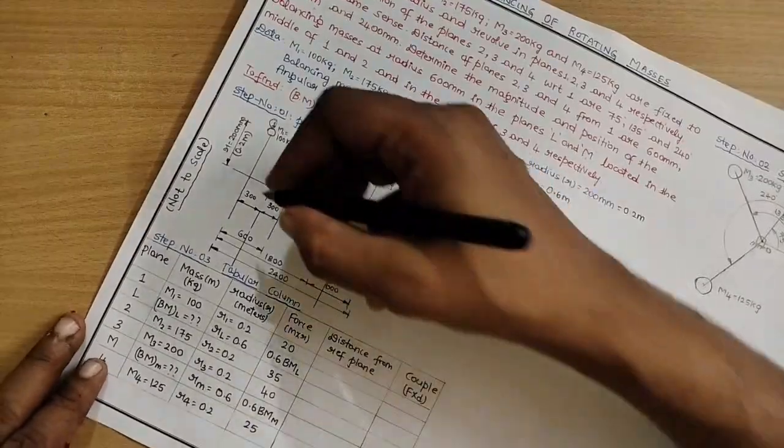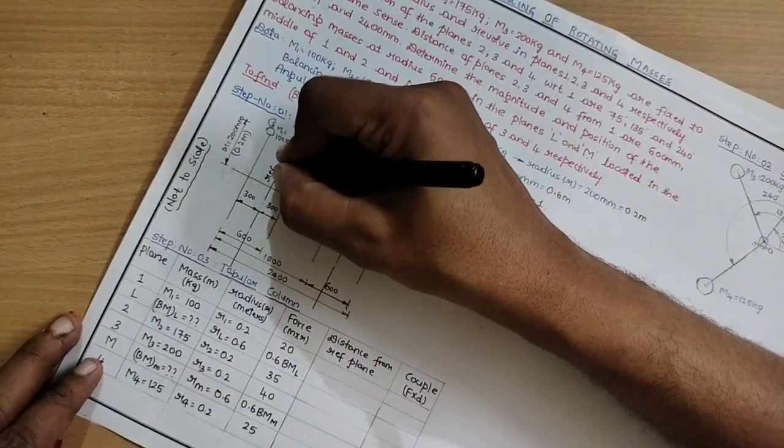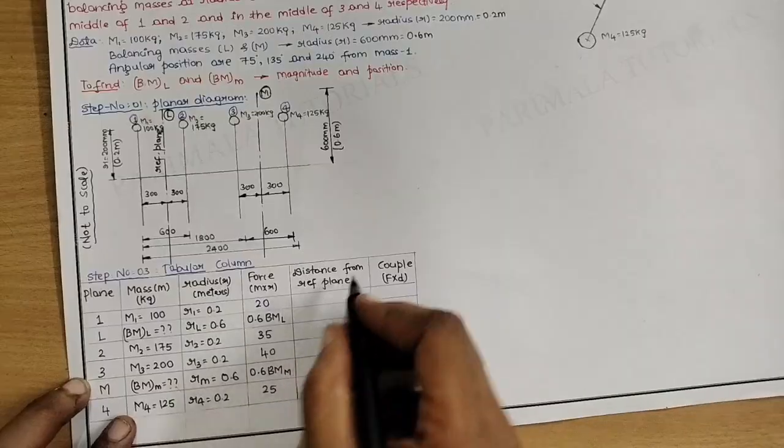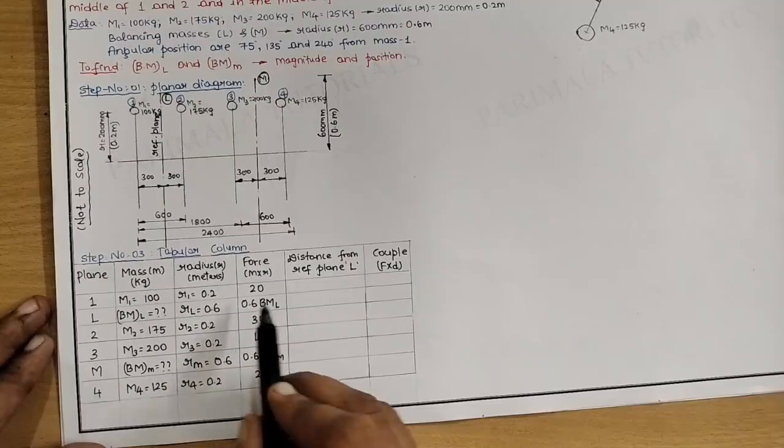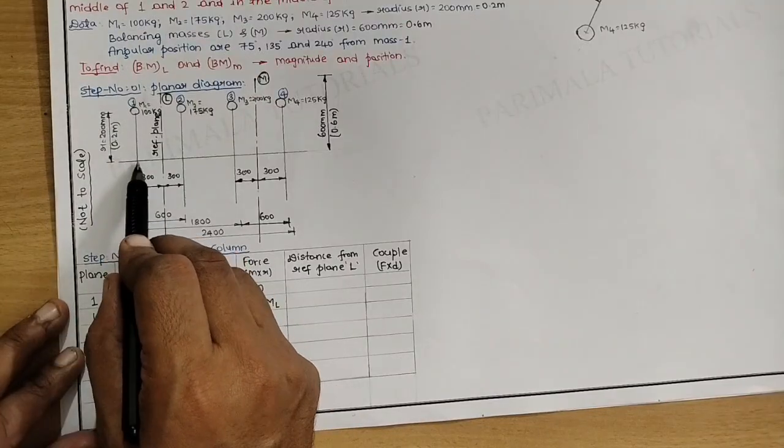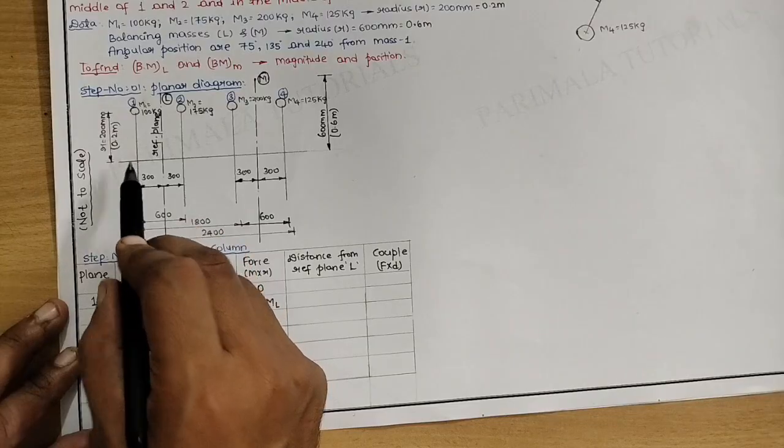If not, follow the procedure. Distance from the reference plane. Now I will call L as the reference plane. Distance from the reference plane, L. Now, don't you think the first plane is at a distance of 300 mm from the reference plane? Absolutely.